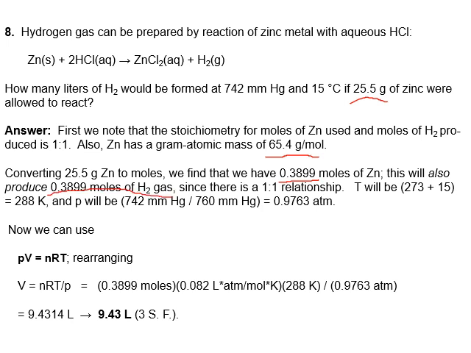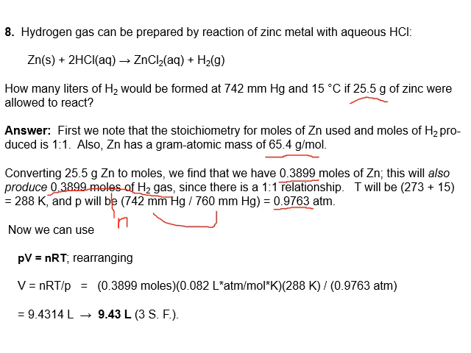So here's our n, 0.3899. There we go. Everything else we've already either figured out or we can figure out. 742 divided by 760 turns out to be 0.9763 atmospheres. And I think we're done here.